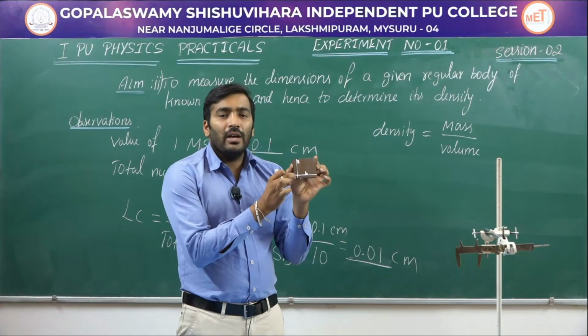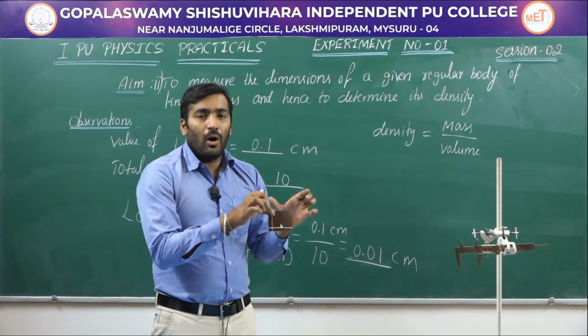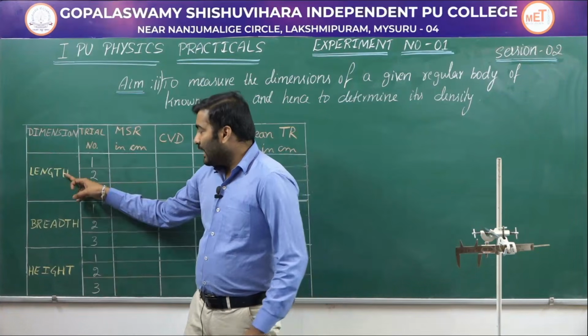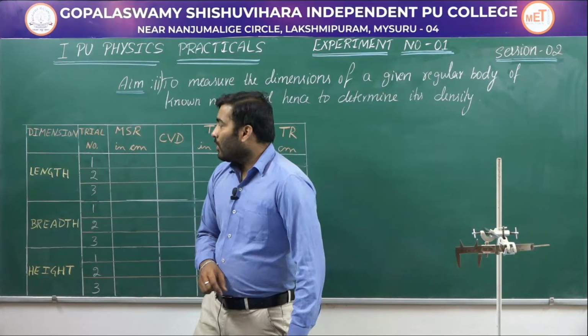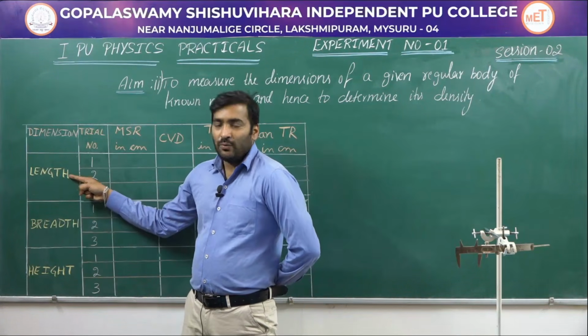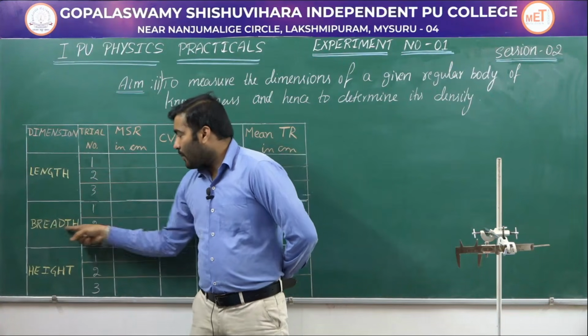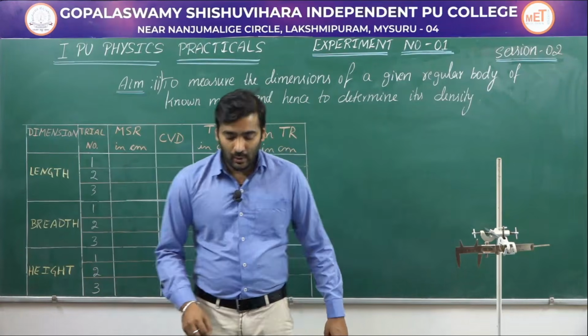Now using the vernier calipers, let us find the length, breadth and height of this rectangular body, and hence determine the density of this block by knowing the mass also. So we have to make 3 trials for each dimension: 3 trials for length, 3 trials for breadth, and 3 trials for height. Let us find out.